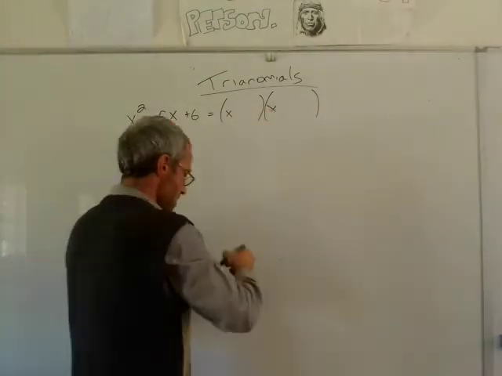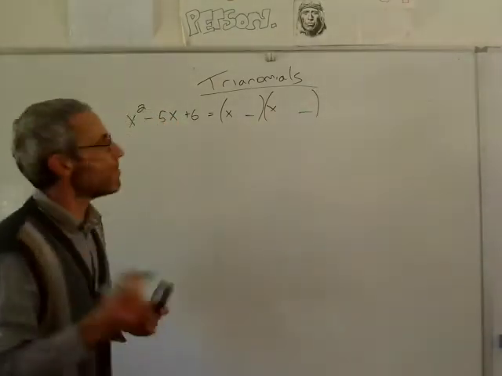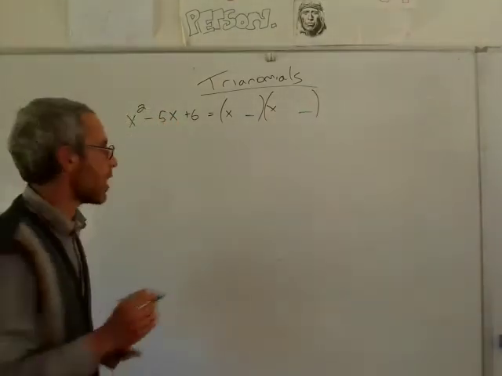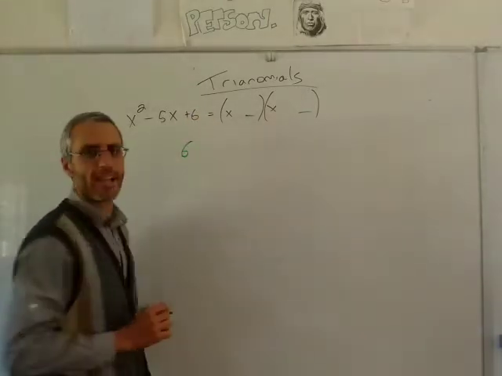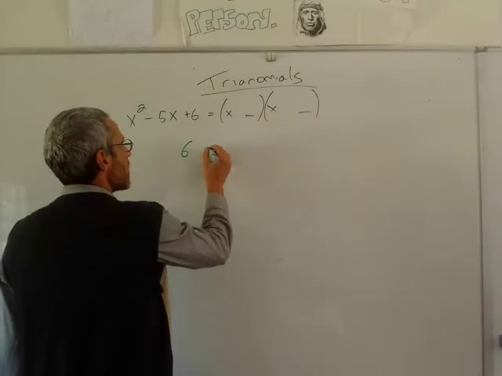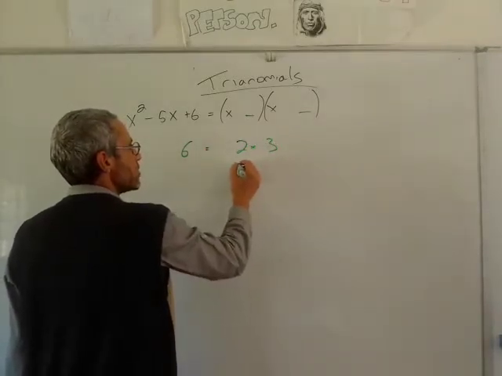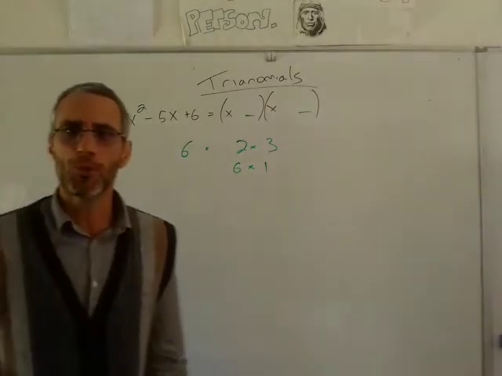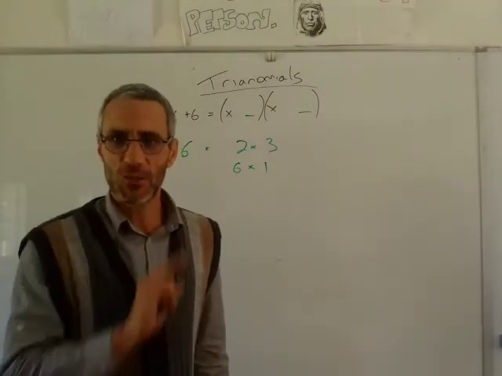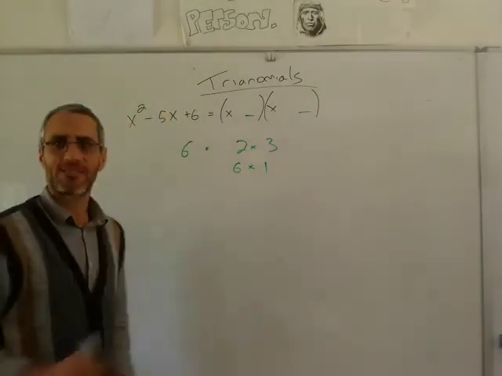And now again, I'm looking for two numbers. Now when I multiply these two numbers, I will get 6, right? When I multiply, I need to get that free number. So I can think of 2 times 3 or 6 times 1, right? These are the two options. But, there's a big but. When I'm adding them, I need to get minus 5.